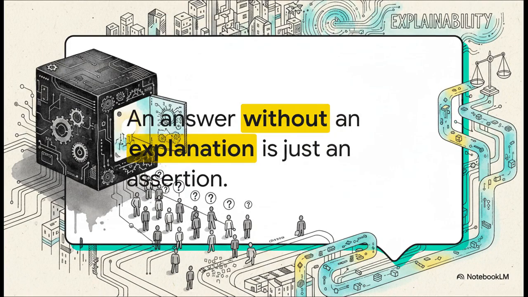At the end of the day, it all comes down to this really simple but powerful idea. If we're going to trust these systems with decisions that truly matter, if we're going to hold them accountable when they get it wrong, an answer just isn't enough. An answer without an explanation is just an assertion, and we deserve a lot more than that.